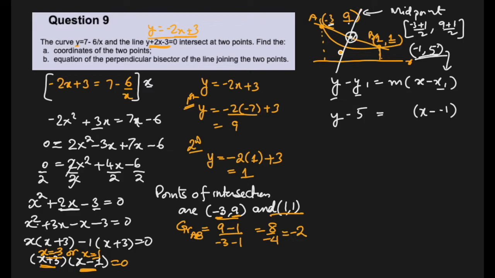But we want the gradient of this white line, which is perpendicular to the yellow line. Perpendicular means negative reciprocal. So the gradient of the perpendicular bisector will be the negative reciprocal of this. First the reciprocal of 2, 1 over 2. Negative of negative, positive. So half. We will write that here. And now we can write the equation of the white line.